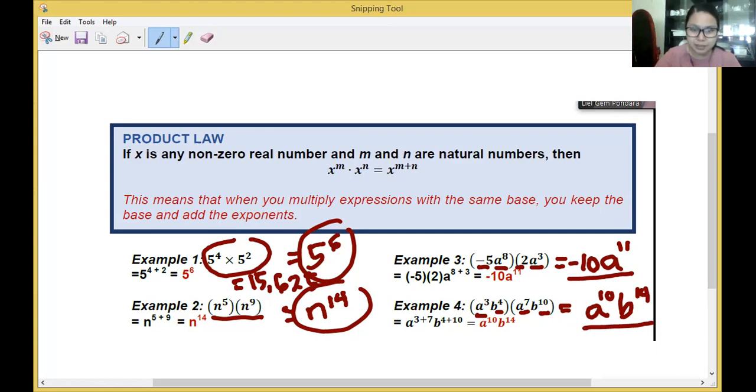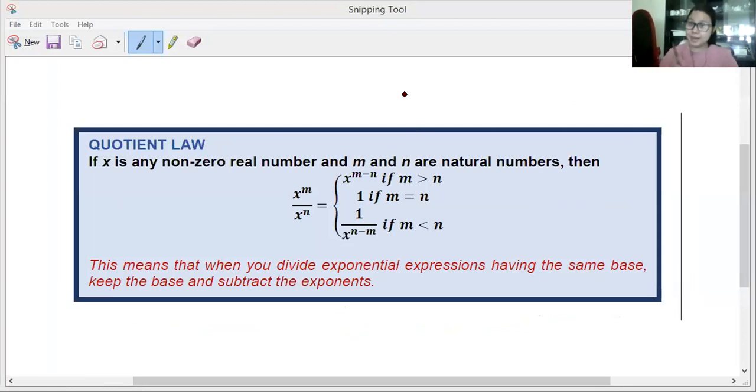Let me first snip another. Here. The quotient law states that if x is any non-zero real number and m and n are natural numbers, then what do we do? Here's how I say it. When we divide exponential expressions with the same base, then we copy the base and we subtract the exponents.